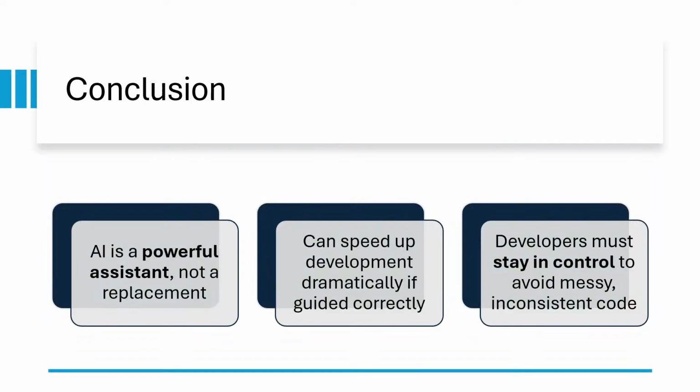So AI is a powerful assistant, not a replacement. It can speed up development dramatically. Developers must stay in control to avoid messy, inconsistent code.